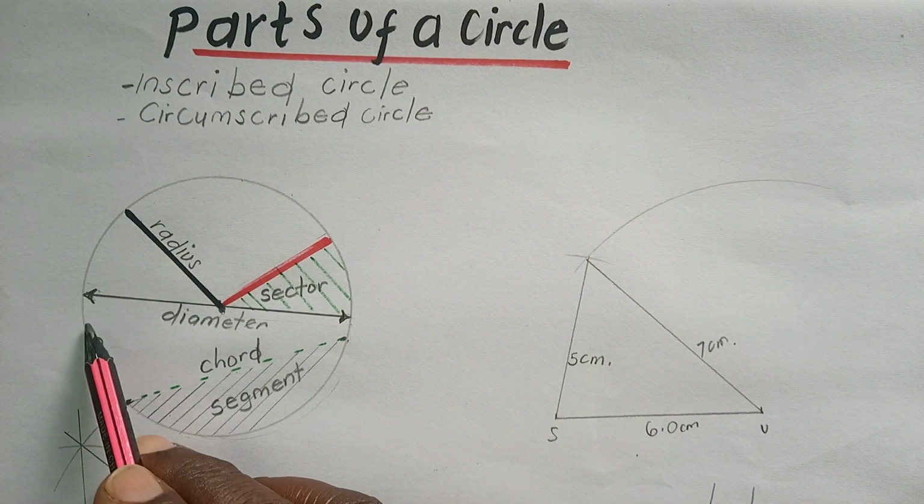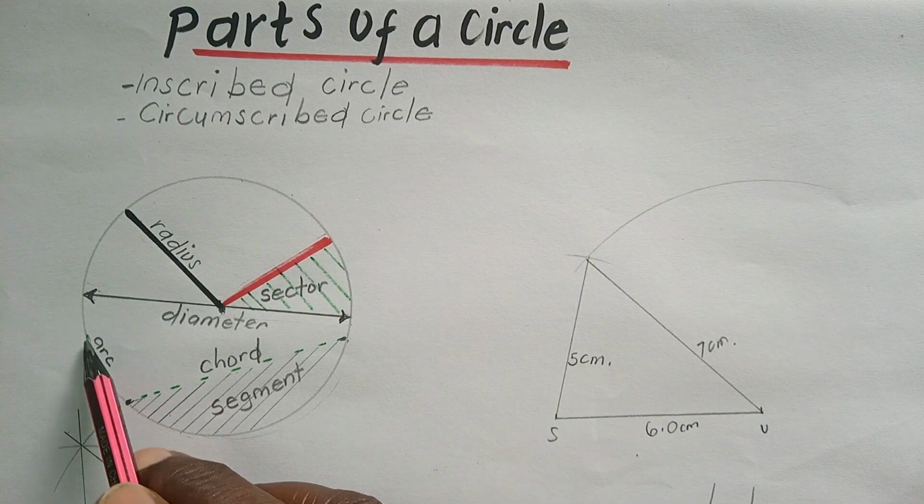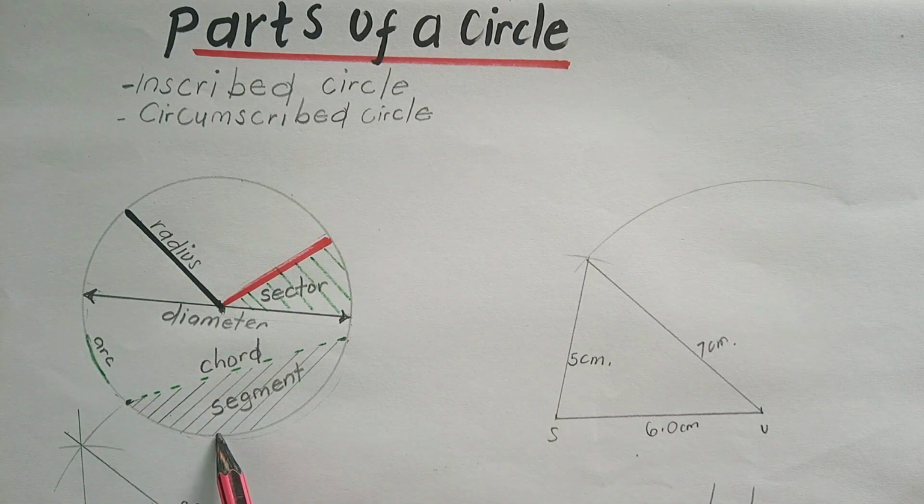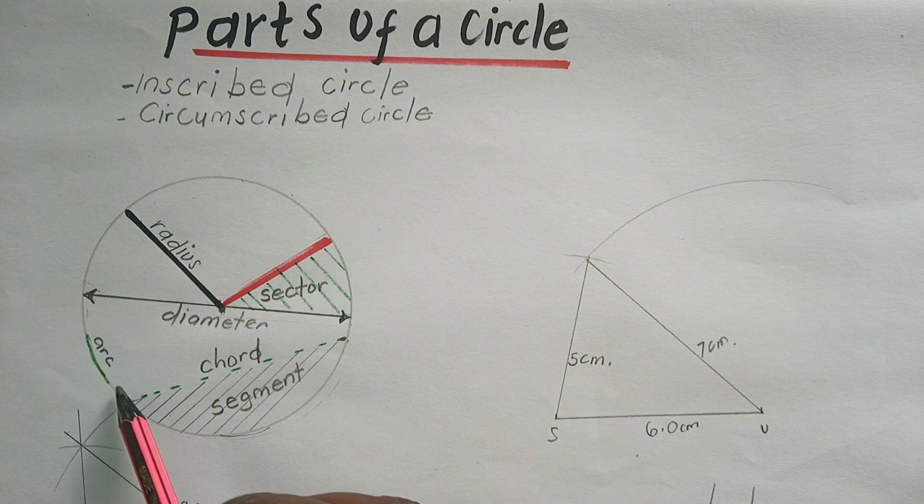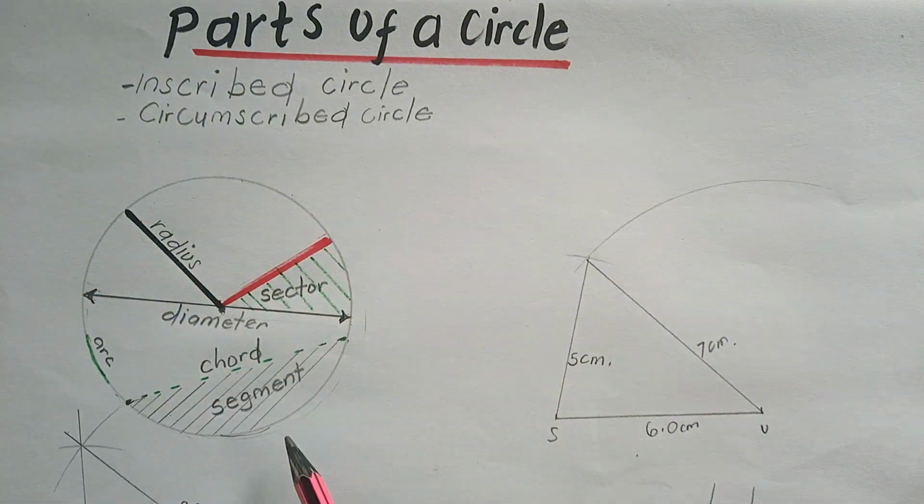Now how about an arc? You see some small part here, an arc like that. The part of the circumference is called an arc. So a fraction of our circumference is called an arc.